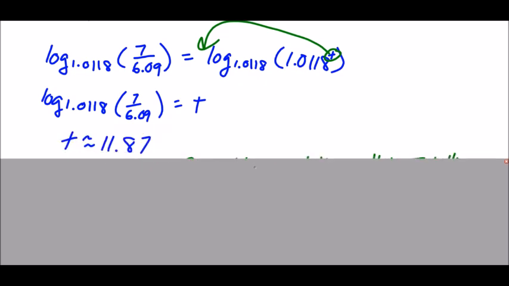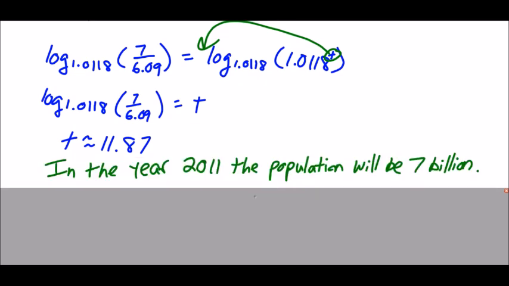And if we approximated it, if we typed it in our calculator, figured out what the log base 1.0118 of 7 over 6.09 is, it works out to be about 11. Almost 12, but because it is less than 12, that means that in the 11th year, the population will reach 7 billion. It's just going to be towards the end of the year, but in the year 2011, the population will reach that 7 billion mark. And that's how you solve an equation where the variable is in the exponent.